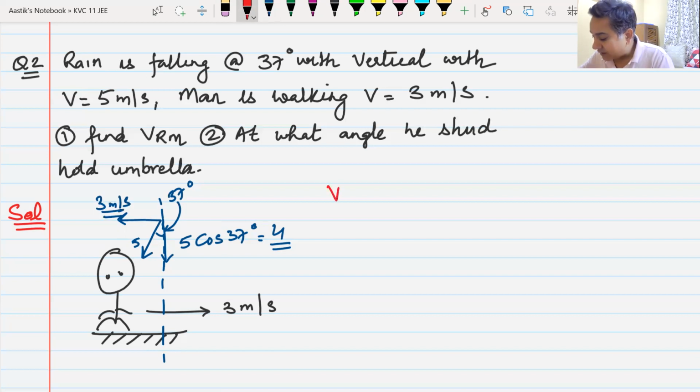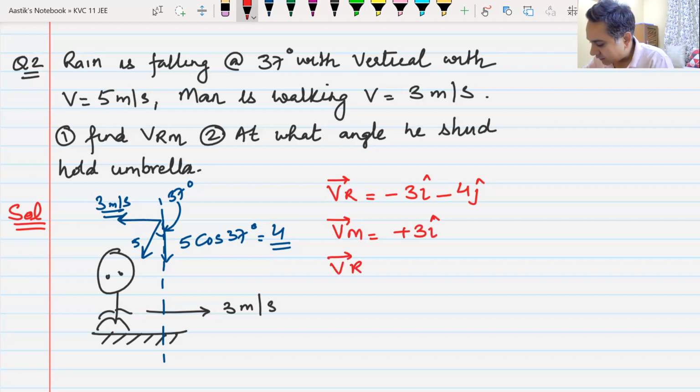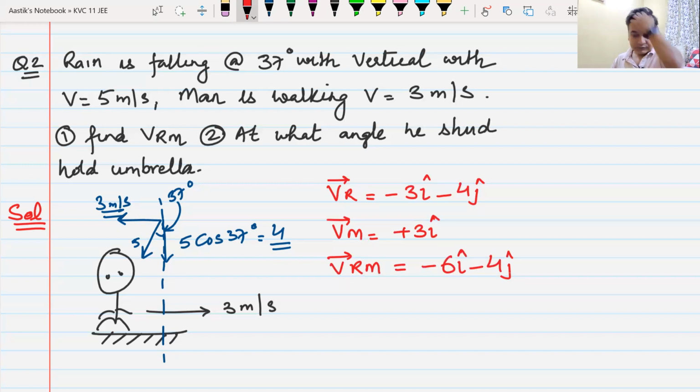So if I now write the velocity of rain in the vector form, it will be minus 3i minus 4j. Do we understand this? Yes or no? Velocity of man is plus 3i. Velocity of rain with respect to man is velocity of rain minus velocity of man. So if I do it, I will get minus 6i minus 4j. Yes or no? Do we understand this?